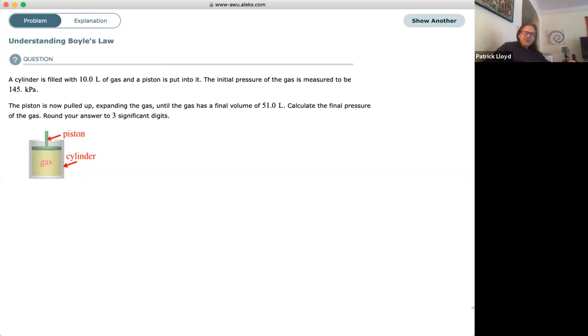Okay, so let's take a look at it. It's 145, 10, and 51. So P1 is 145 kPa. V1 is 10.0 liters. P2, we don't know. V2 is 51.0 liters. Now, I'm actually going to go back and read this question.